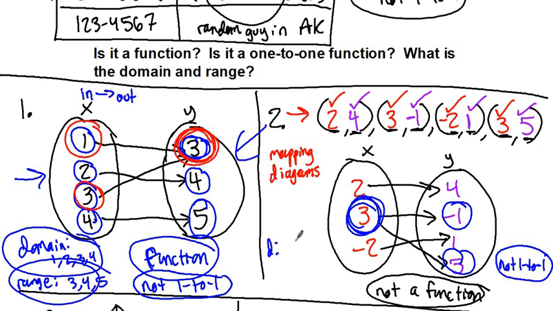Okay, the domain of this, it's not a function, but the domain, if we were going to write it, would be 2, 3, -2, and R stands for the range. That would be 4, -1, 1, and 5.